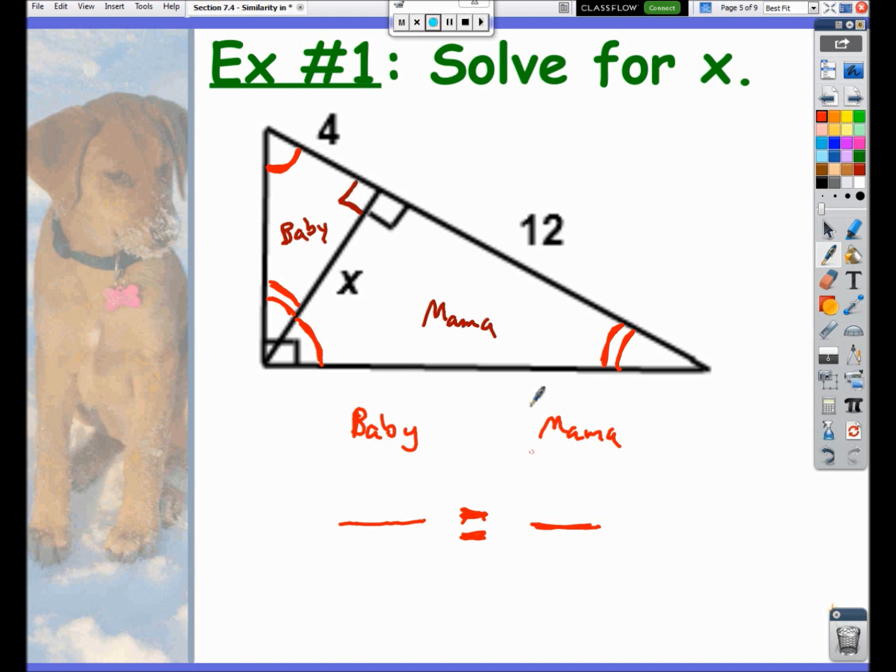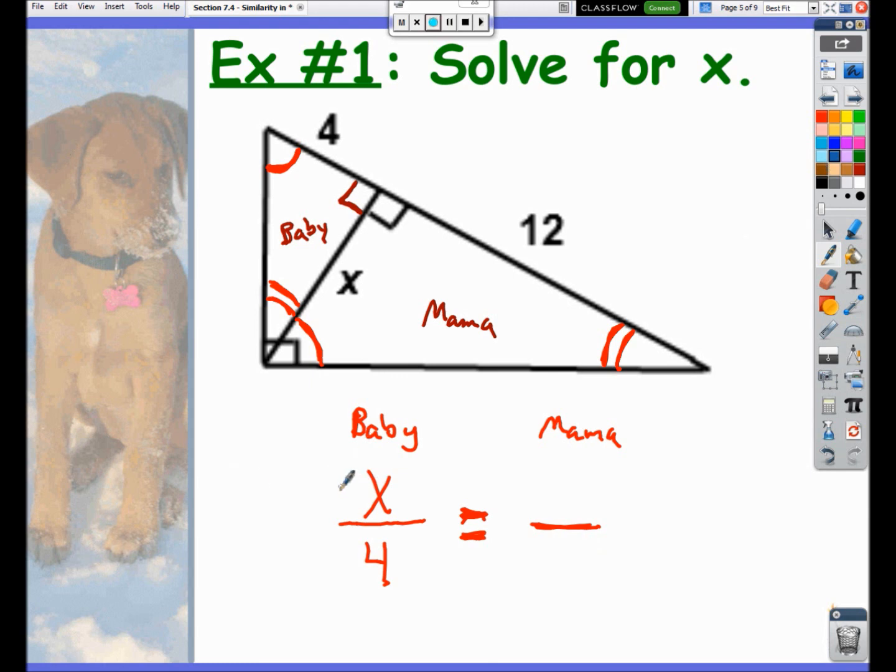So then I jump to the baby triangle because I started with it first, right? And so I know the 4 and the x. So I could write this as 4 over x as a ratio or x over 4. It really doesn't matter for the first ratio. So I'm just going to stick with x and 4. Now, in the mama triangle, how do I know if I need to write x over 12 or 12 over x? So here's the part that you need to investigate.